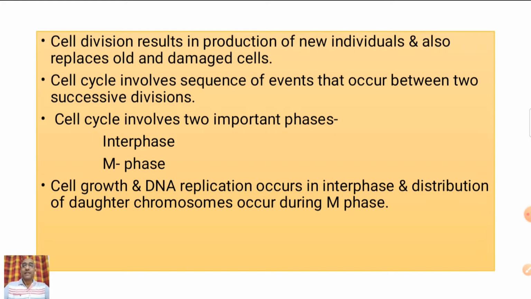Cell cycle involves two very important phases. What are those? Interphase, otherwise known as resting phase, and M phase. Now, the cell growth and the DNA replication occur during the interphase stage, and the distribution of daughter chromosomes occurs during the M phase. We will discuss interphase in detail in the next slide. And the M phase involves the distribution of daughter chromosomes.